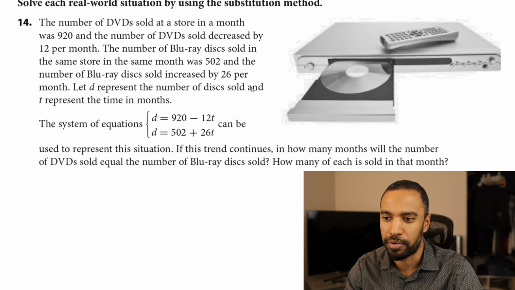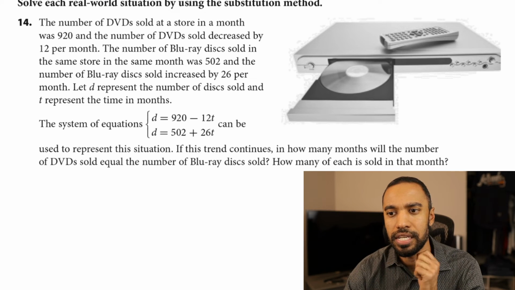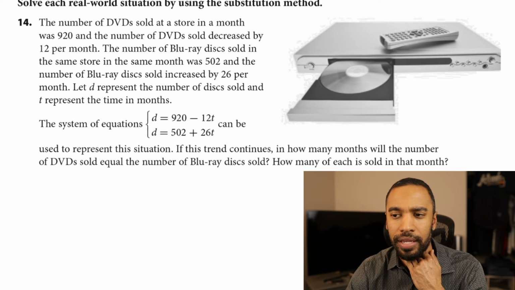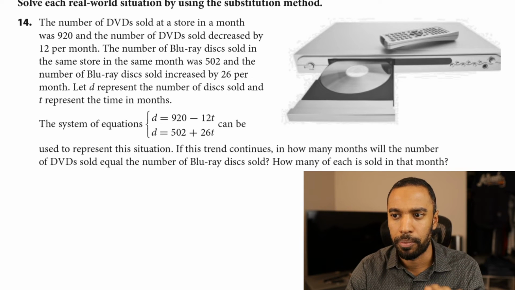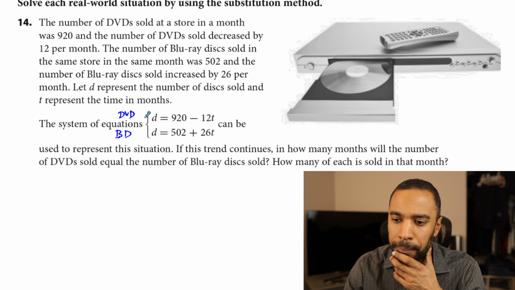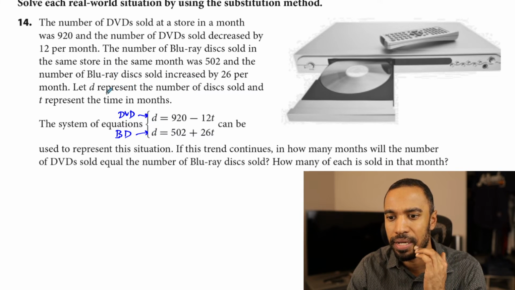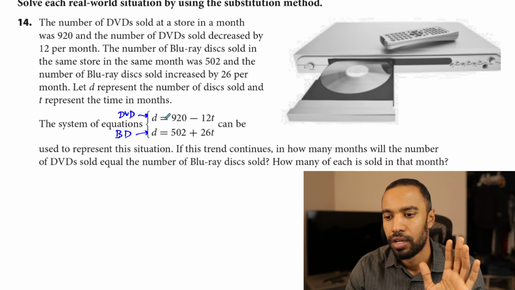Let D represent the number of discs sold and T represent time in months. So notice it's not like let D equal DVDs and B equal Blu-rays. We have models representing both of those two things. This is the DVD right here. And this is the Blu-ray disc right here, BD. We have 2 models that represent the number of discs, D.